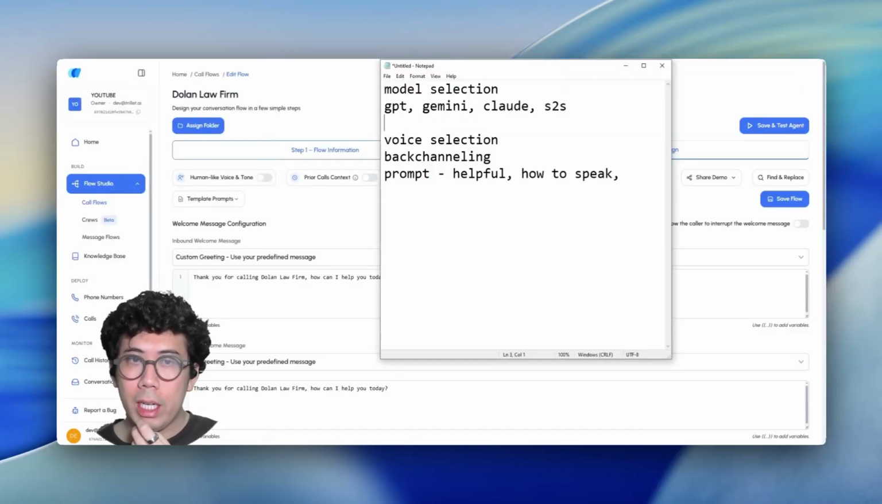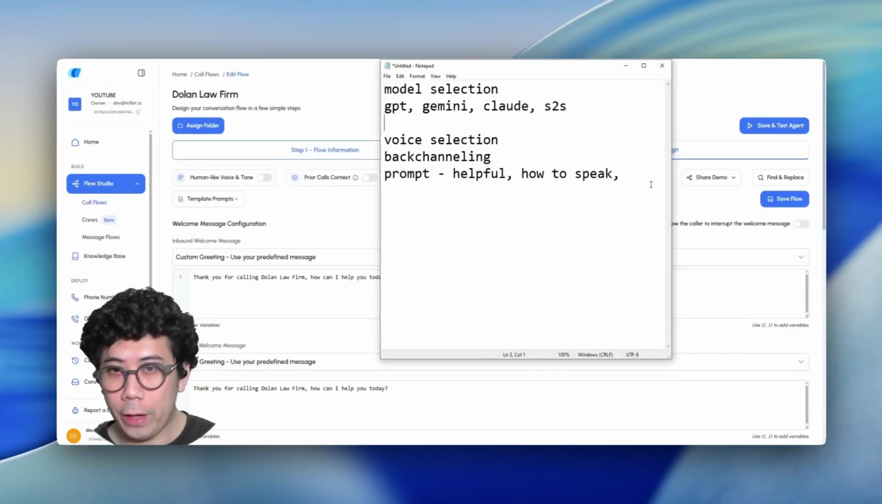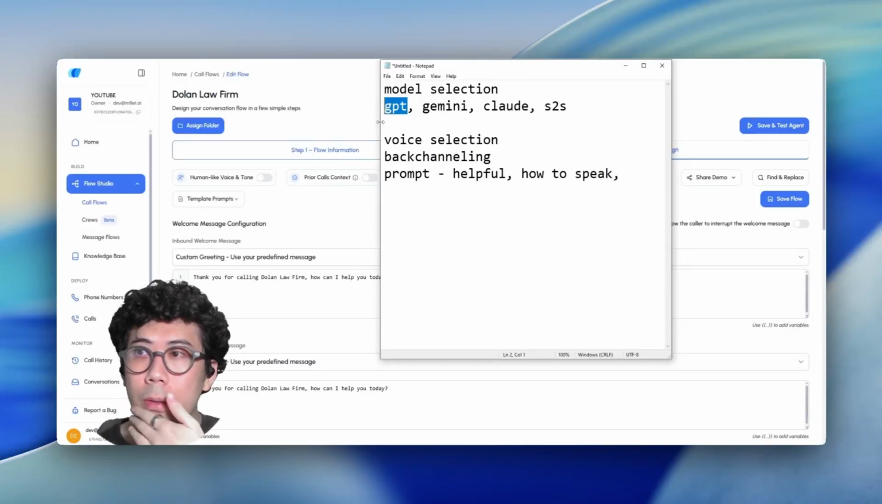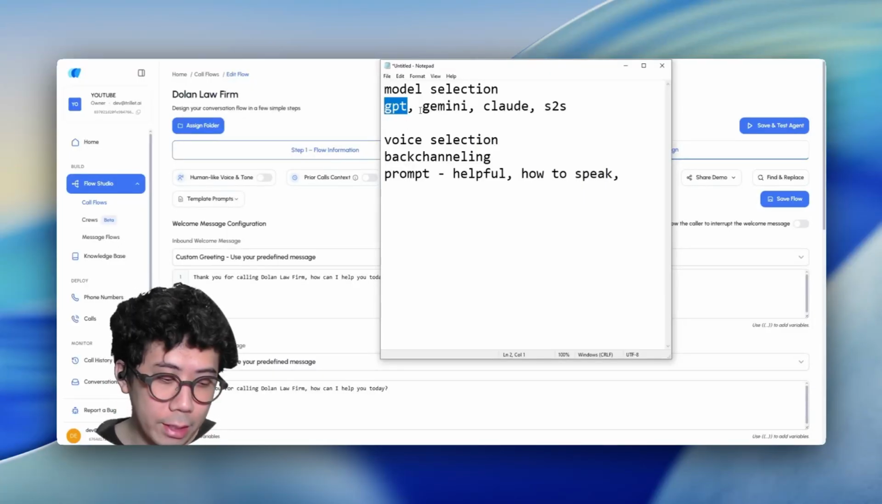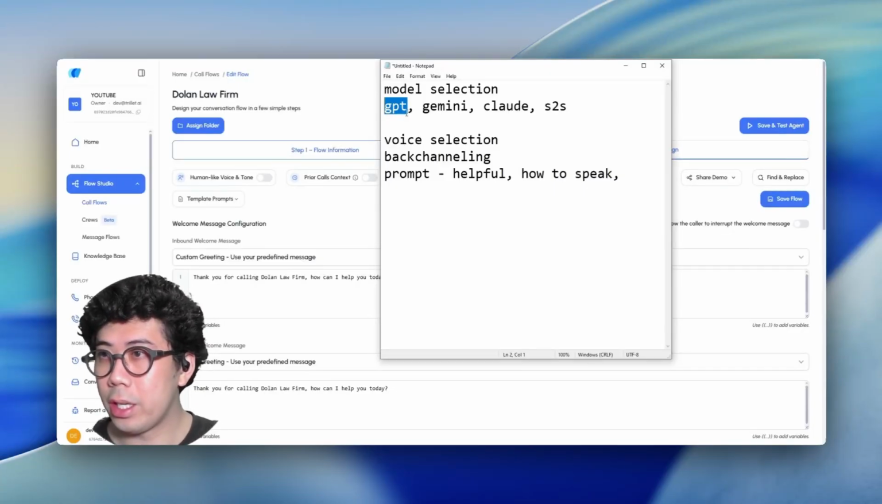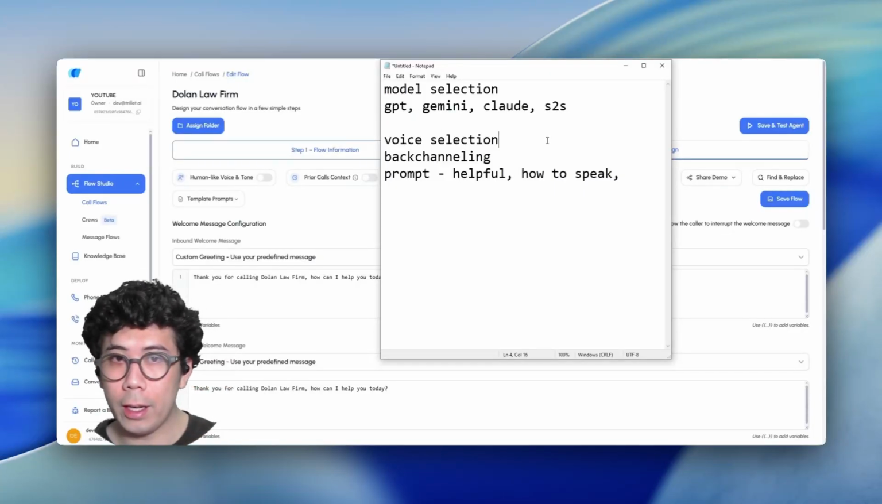Now, the model selection here is important because it affects how you prompt the particular model. GPT natively already sounds a little more natural, in the sense that it's able to pick up, let's say you've had a tragedy, and the AI will say something like, oh, I'm really sorry to hear that.